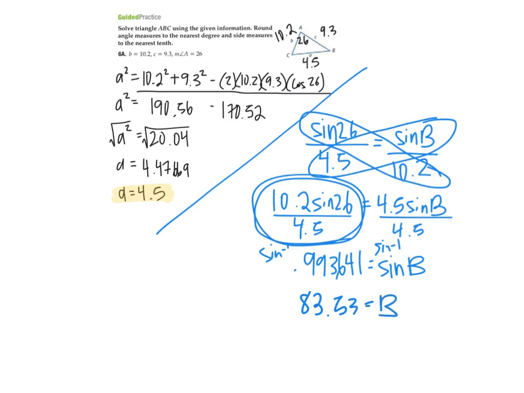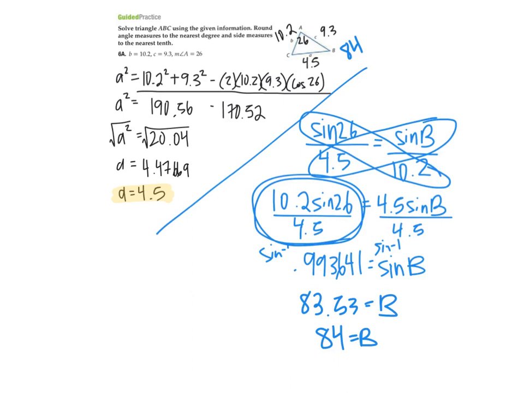Now remember, this is an angle measure, and the textbook says all angle measures should be to the nearest degree, to the nearest whole number. So this is going to be 84. So 84 is the measure of angle B.